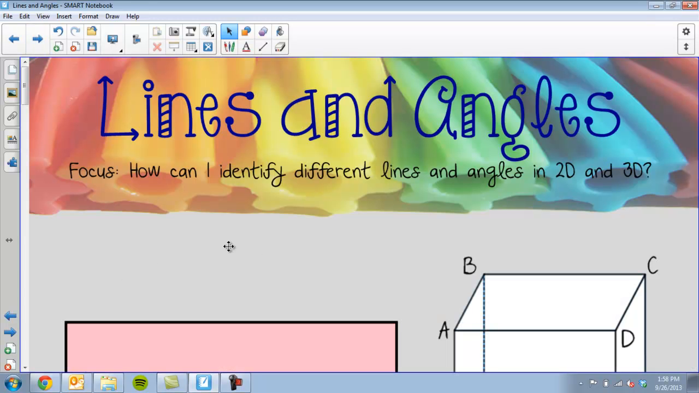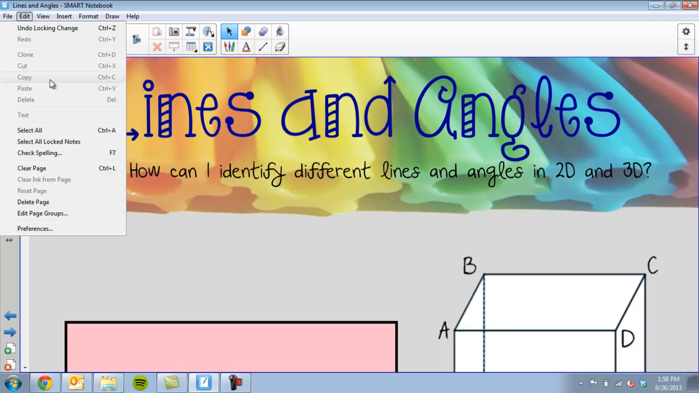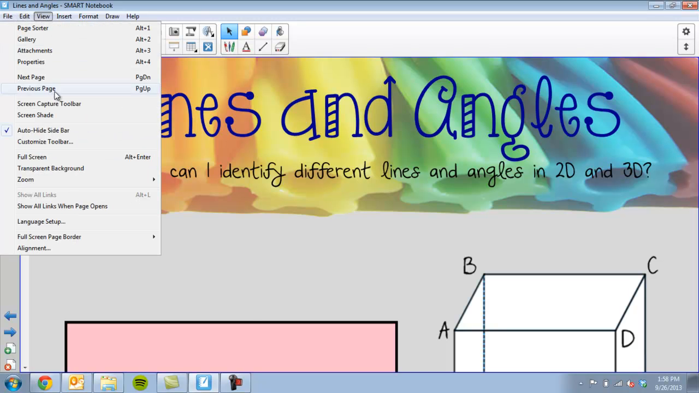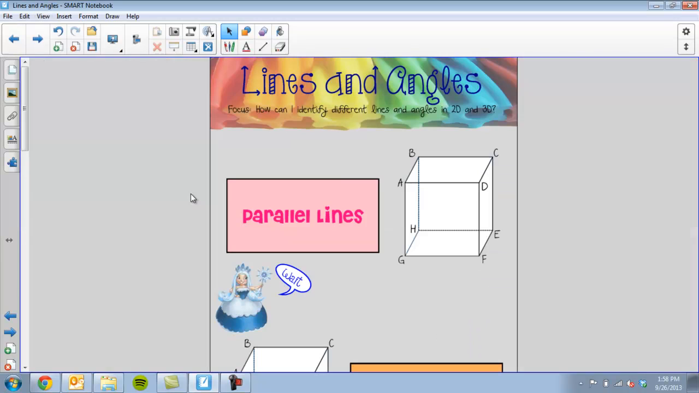Again, I mentioned that today's topic is lines and angles, and so all the notes for today are on that foldable. And our focus for today is how can we identify different lines and different angles in 2D and 3D spaces. Alright, so you see a cube like this inside of your foldable next to the word parallel lines, and you're probably thinking, oh, parallel, it means same slope, and you are absolutely correct. But we're going to go with a nice specific definition.